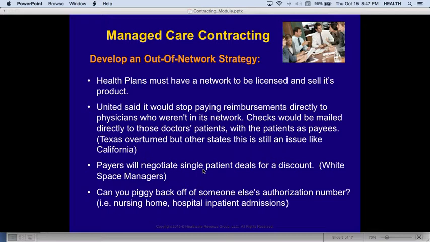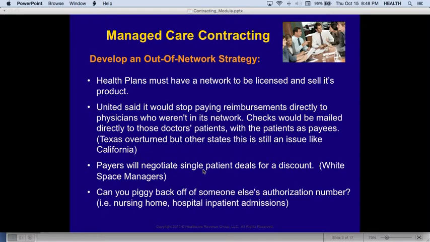Can you piggyback off of someone else's authorization number? If I'm a hospitalist in a hospital and the hospital admission was approved, the patient doesn't really have a say and have the ability to say, oh, by the way, sorry, you're not in network. Can you send a doctor in this hospital who is in network?